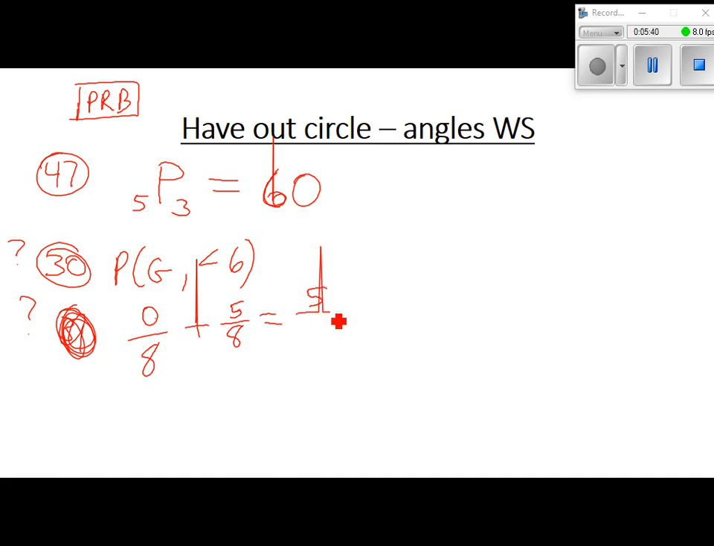Now be careful. What do you do when it's just 8, right? You don't add the bottoms. If you're multiplying, you multiply the bottoms. But if you're adding, it's saying 0 eighths plus 5 eighths gives you 5 eighths. That'd be your answer. What'd the answer to 31 be then? 3 out of 8.